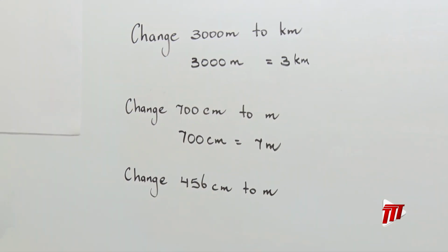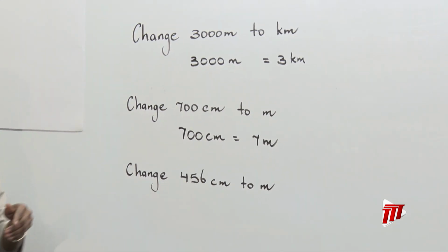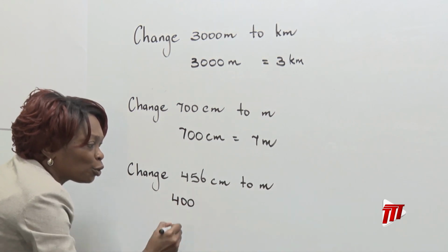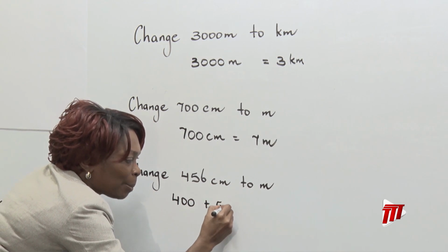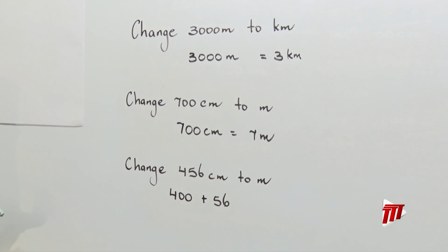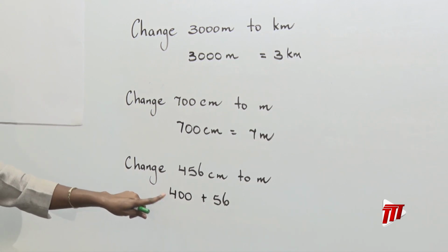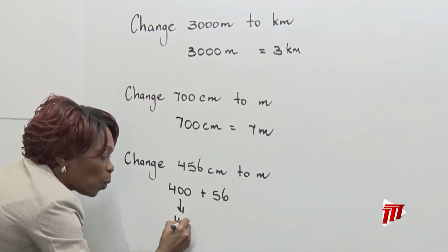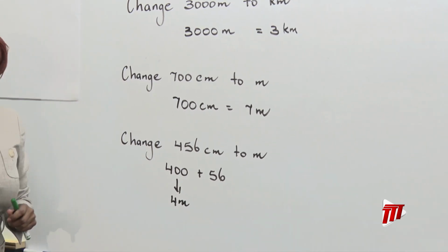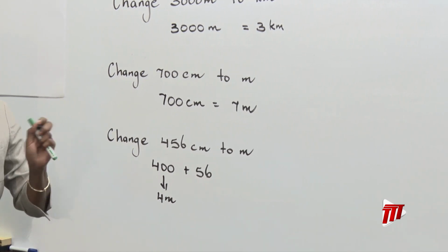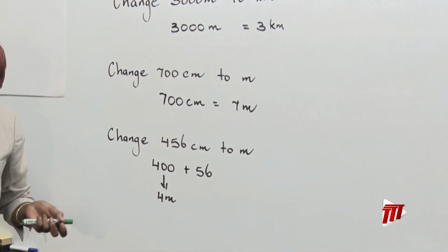If you look very carefully, we can separate this number into 2 parts. Can we not pull out the 400 and keep it apart from the 56? Yes. So we can say that the 400 centimeters will give us 4 meters. And the 56 centimeters, it's less than 100. So that will remain as centimeters, won't it?